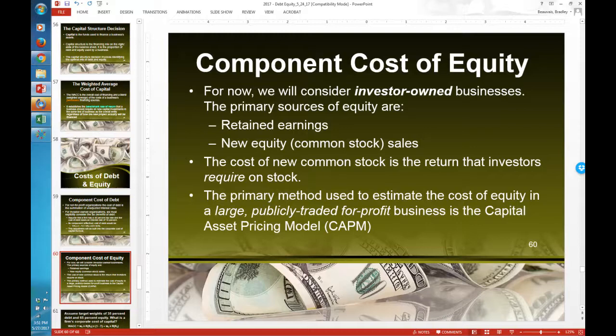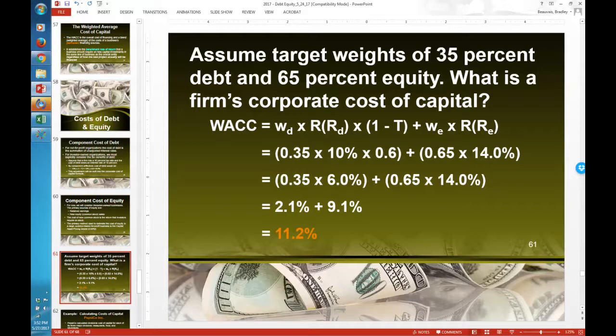Okay? On the equity side, generally we're going to talk about investor-owned businesses, just for the sake of demonstration. The primary sources of equity are any retained earnings from ongoing operations and any new common stock sales. A primary method to estimate the cost of equity among large publicly traded for-profit businesses is, as we've seen before, the capital asset pricing model. That helps us understand, in broad brushstroke terms, what the equity side is quote-unquote costing us. With that, we're able to develop the weighted average cost of capital.